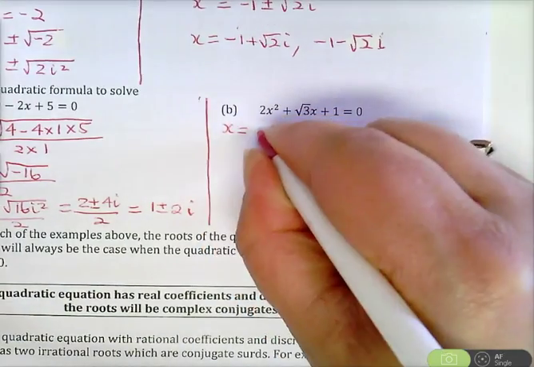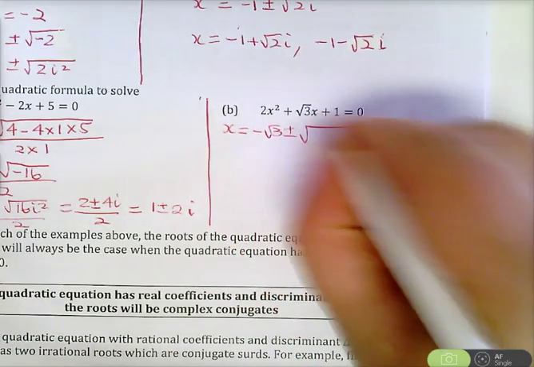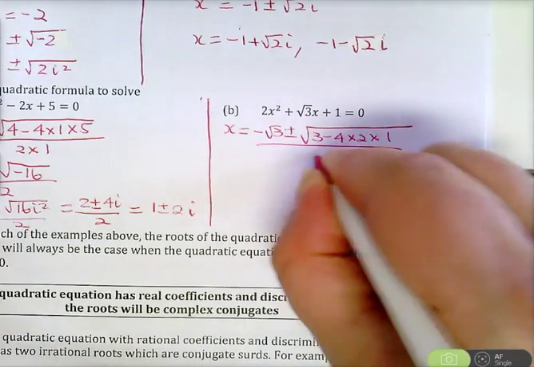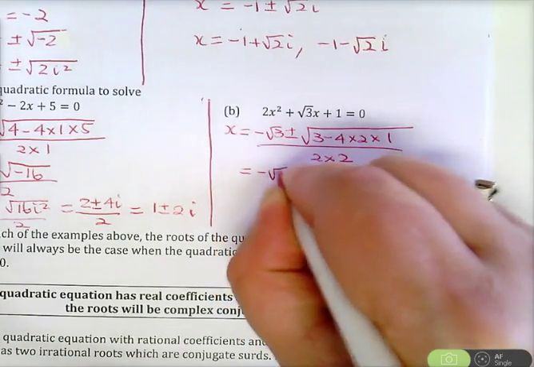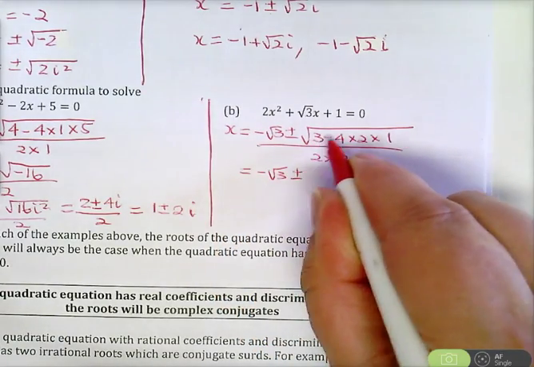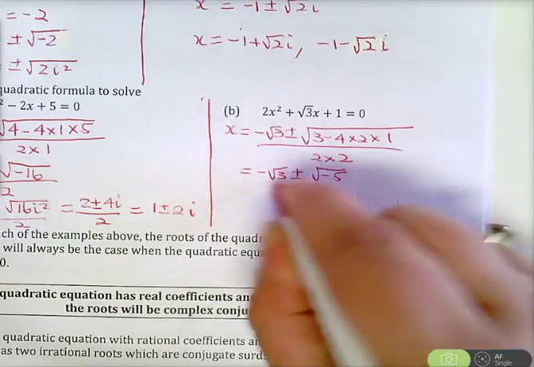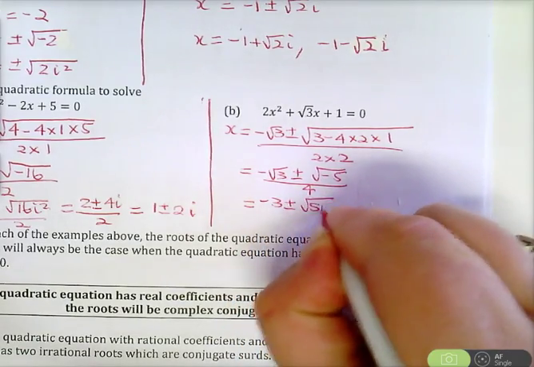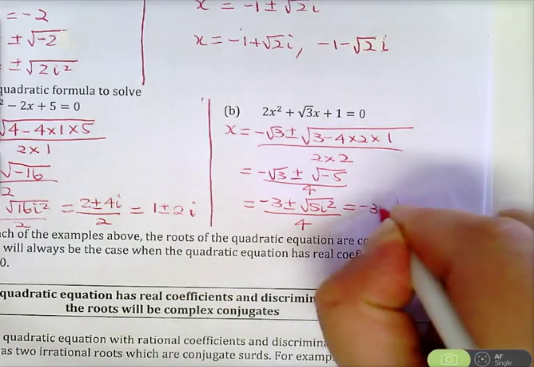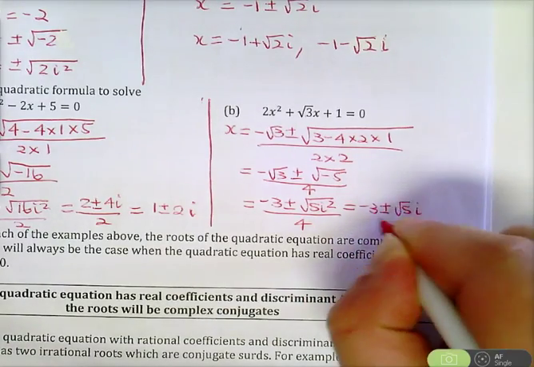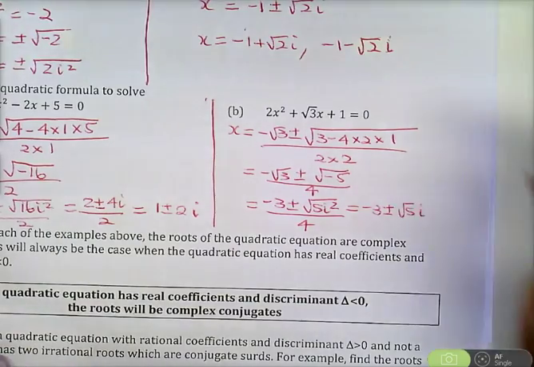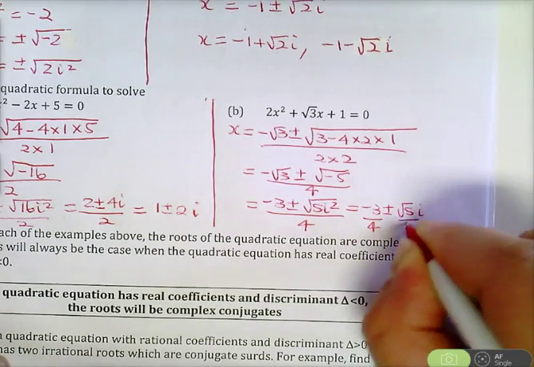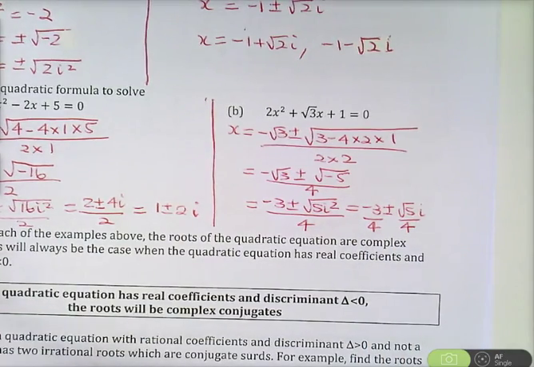So this one is x is negative b, which is negative root 3, plus or minus the square root of b squared. Now, root 3 squared is 3, minus 4 times 2 times 1, over 2 times 2. So we've got negative root 3 plus or minus the square root of 3 minus 8, which is negative 5, over 4. So this becomes negative root 3 plus or minus the square root of 5i squared over 4, which is negative root 3 plus or minus the square root of 5 times i over 4. Now, instead of going over 4 in one go, I'm just going to put each of these over 4, and that way I don't have to write an extra line here.